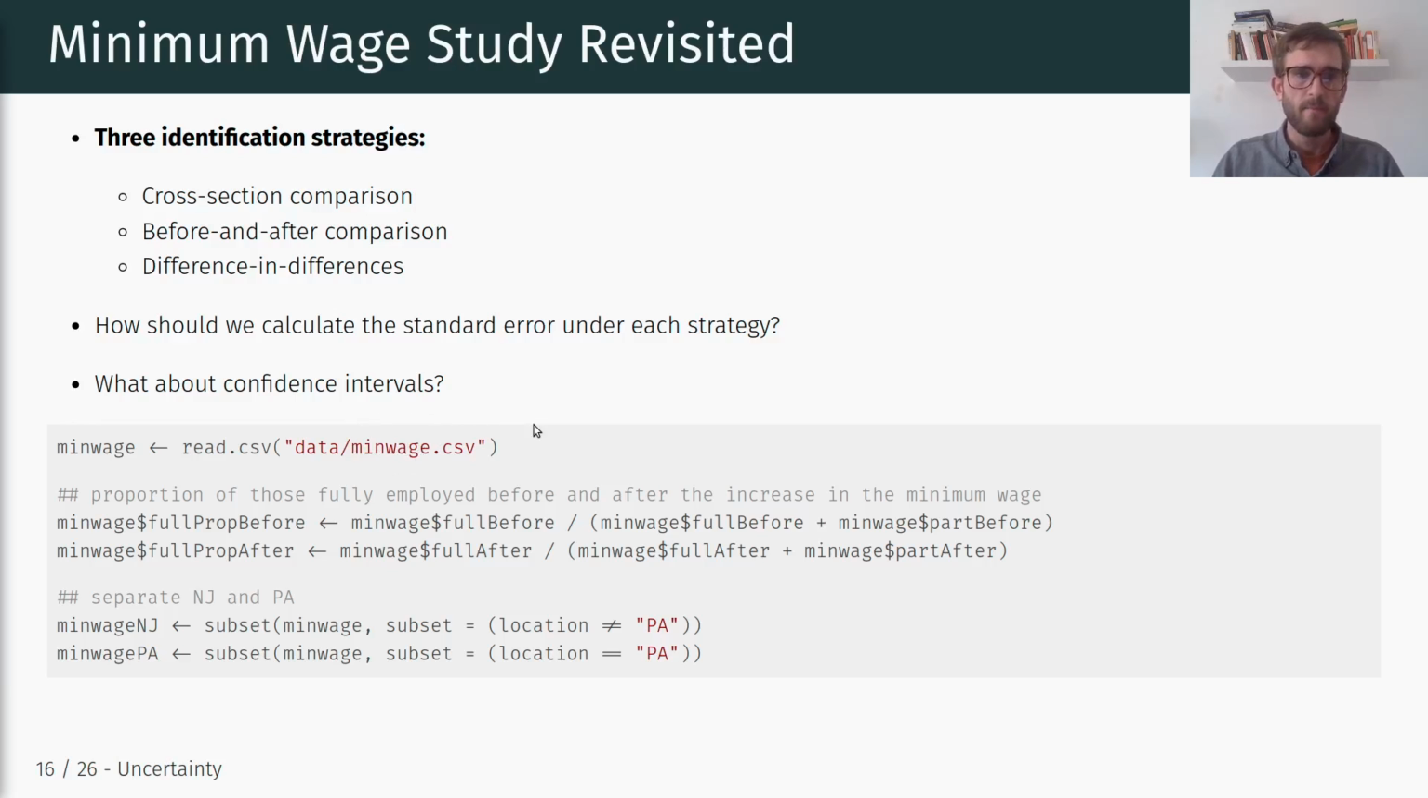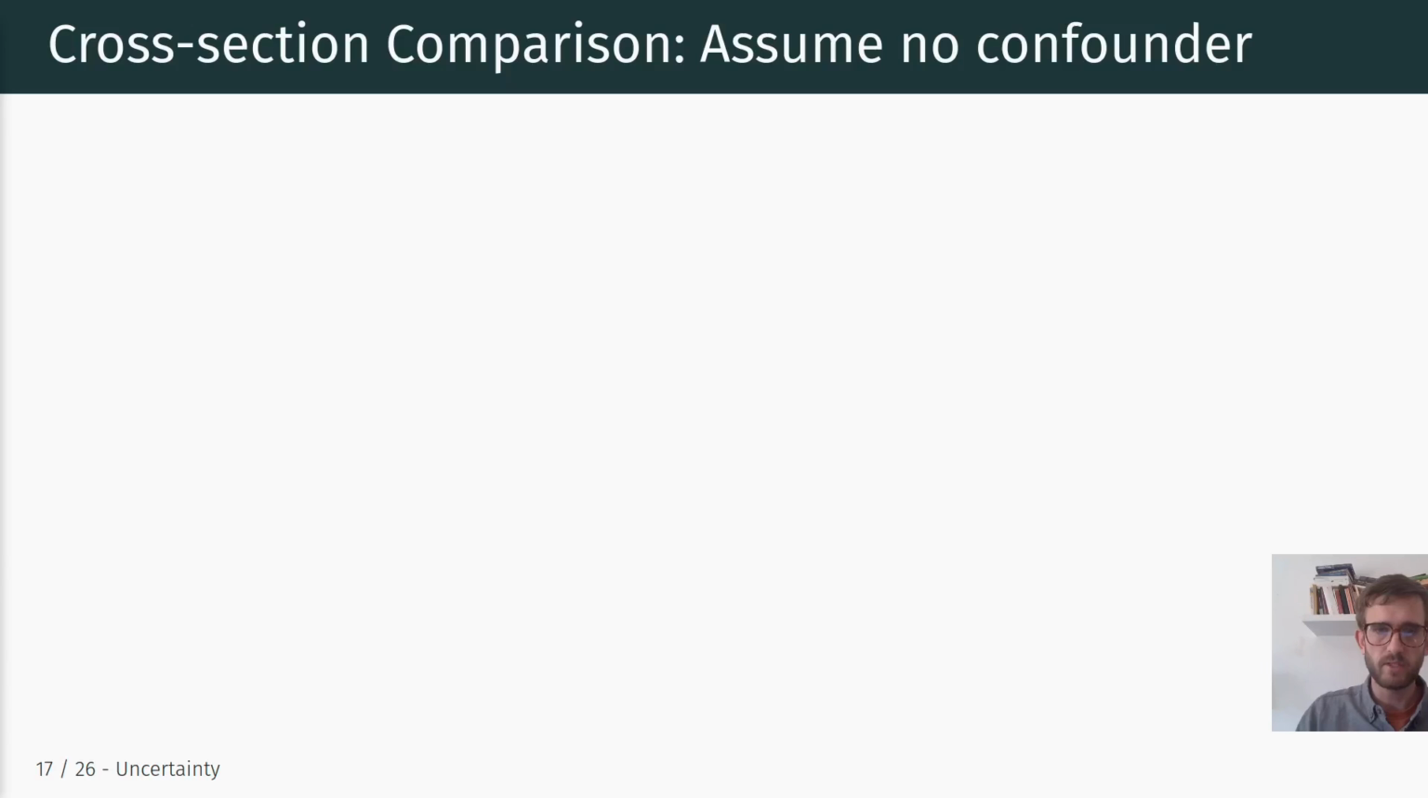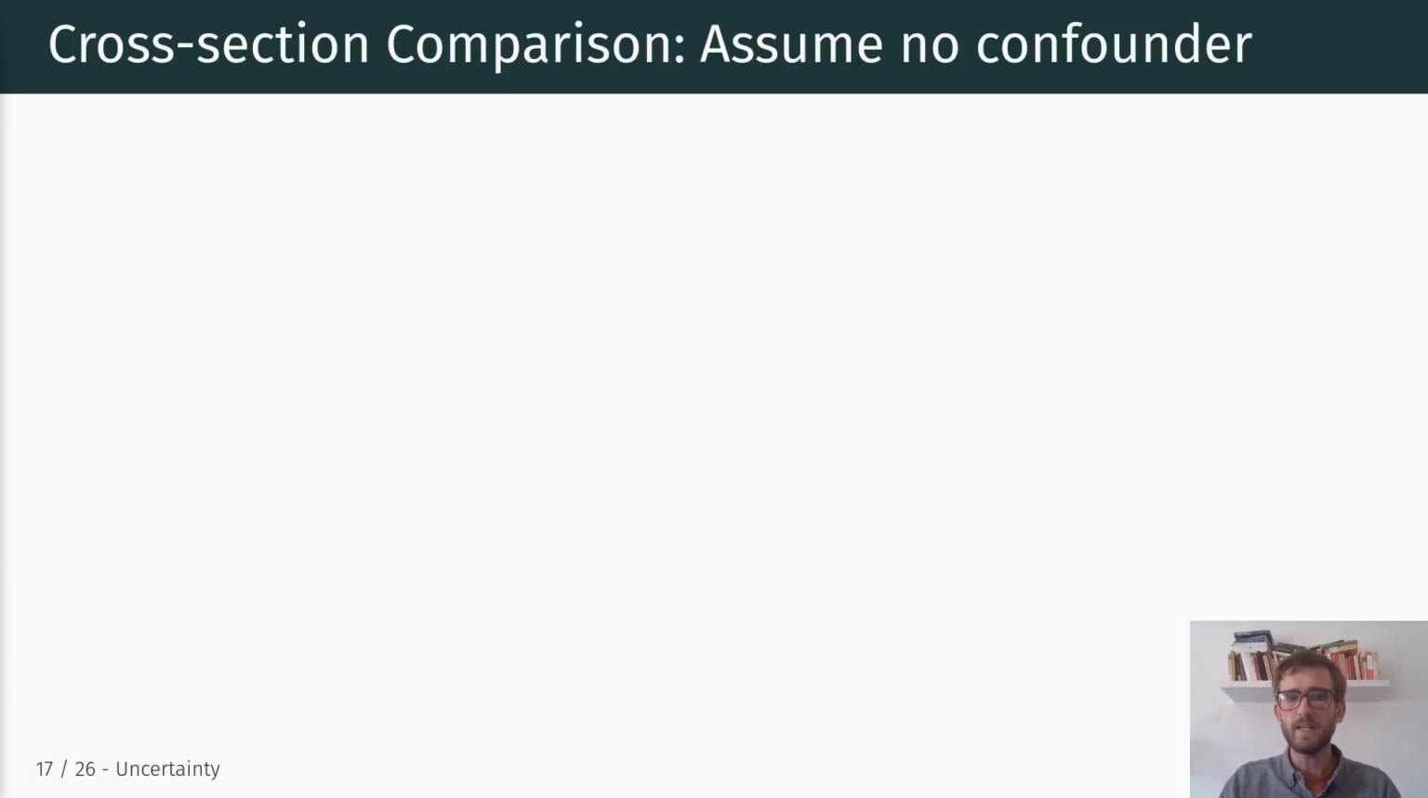min wage data set, and we will compute the proportion of those fully employed before and after the increase in the minimum wage, both for Pennsylvania and New Jersey. One is fully employed proportion before, fully employed proportion after, and then we will subset one for New Jersey and one for Pennsylvania, where each of those subsets includes those 2 variables that we were working with. The next step is to go through each of those individual identification strategies.